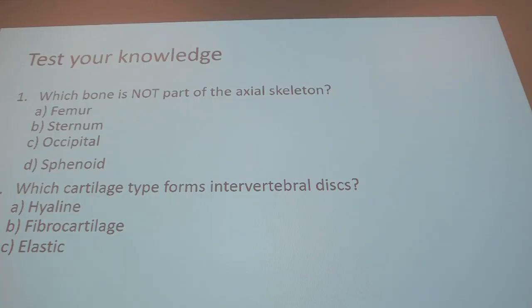Question number 2, it's supposed to be number 2 here. Which cartilage type forms the intervertebral disc? Hyaline, fibrocartilage, or elastic? Fibrocartilage. Why? Because it's the strongest. We have to transfer weight in between the bodies of the vertebrae, so it makes sense to have the strongest, the fibrocartilage, in between the vertebrae.